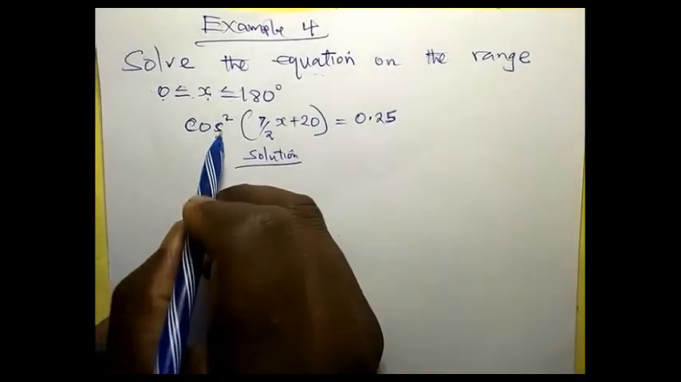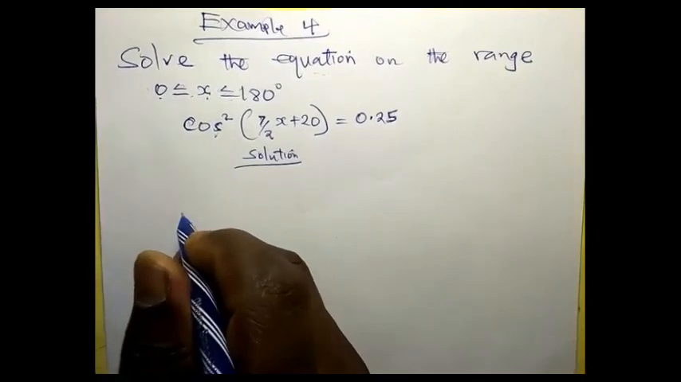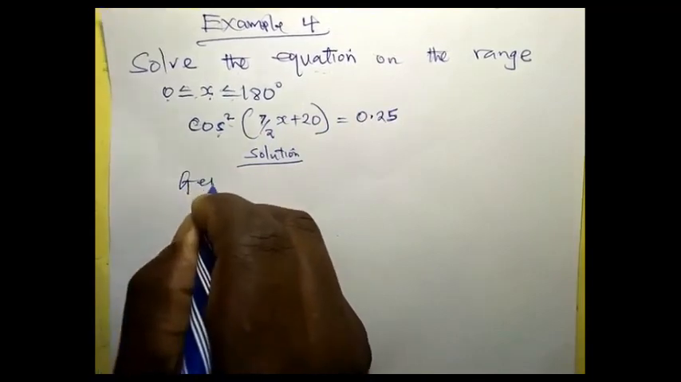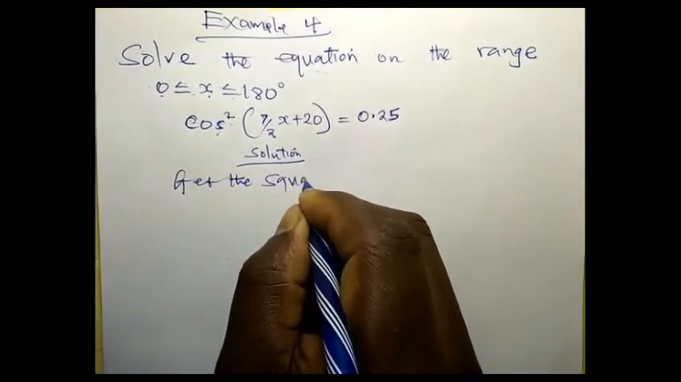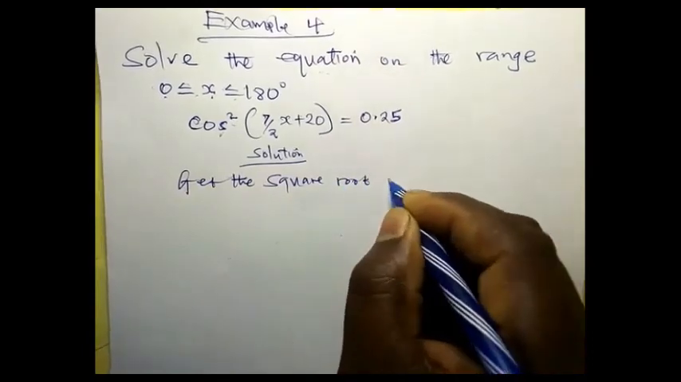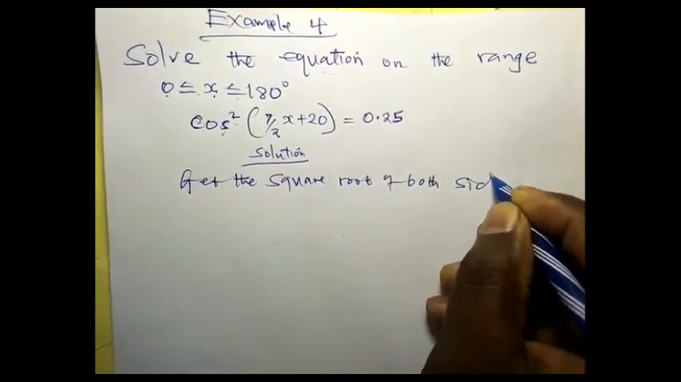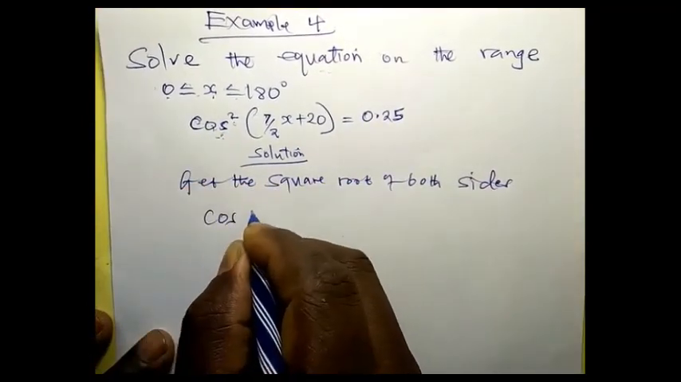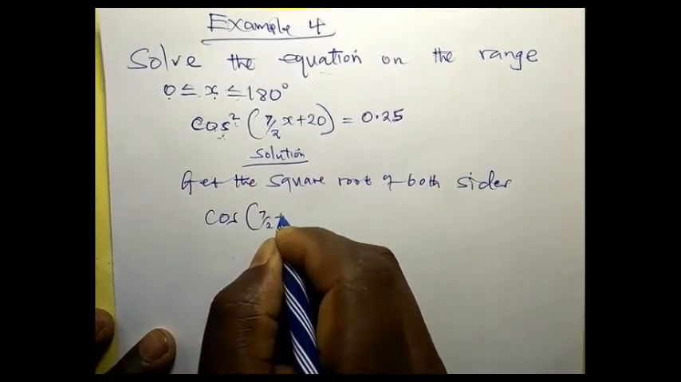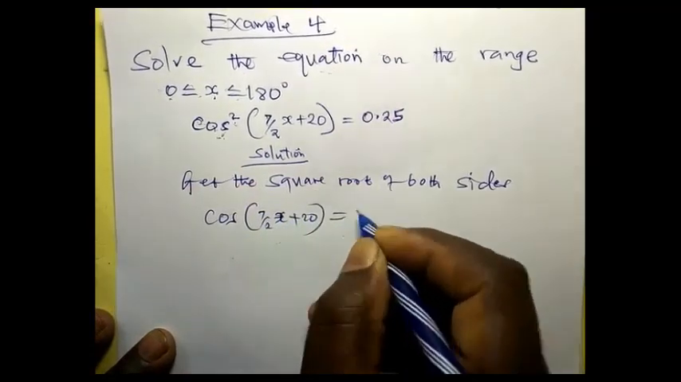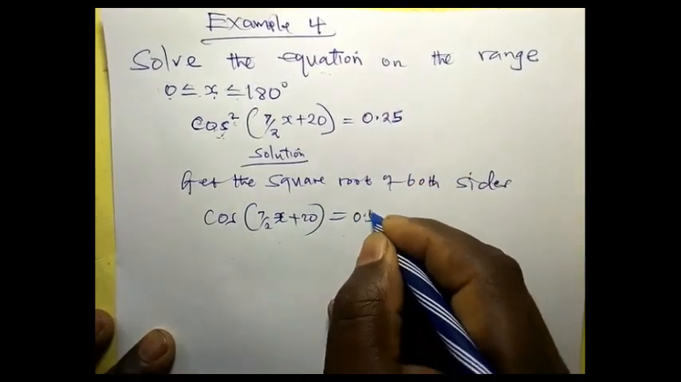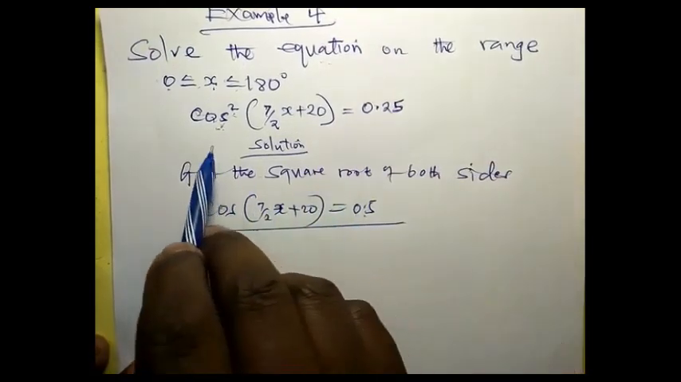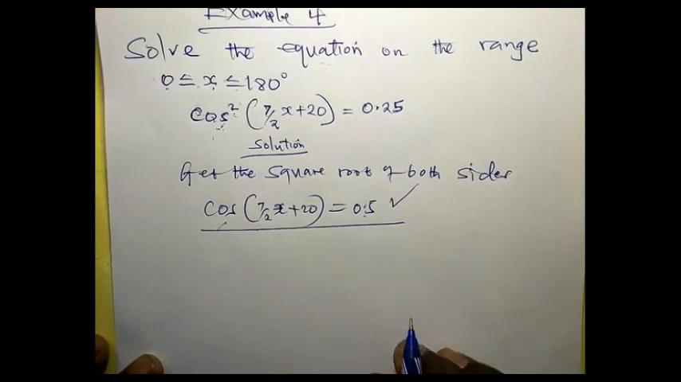When you have a cos which is squared, you need to find the square root of both sides. So first, get the square root of both sides. The square root of cos squared is cos of (7/2 x plus 20), equal to the square root of 0.25, which is 0.5. So I have found the square root of both sides. Now I am good to go.